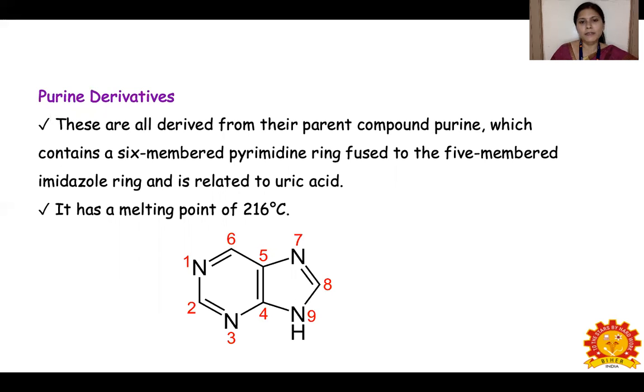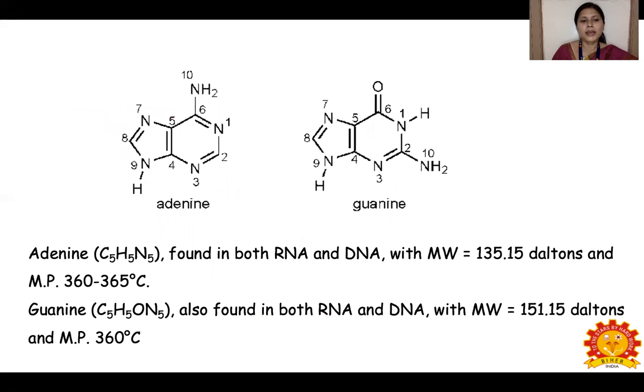These are all derived from their parent compound called purine, which contains a 6-membered pyrimidine ring fused to a 5-membered imidazole ring, and it is related to uric acid. It has a melting point around 260 degrees centigrade. Here we can see on the left hand side the nitrogen, from where the count starts at 1, then goes anti-clockwise 1, 2, 3, 4, finishing the 6-membered ring, and then goes to the 5-membered ring. Examples under this category are adenine and guanine.